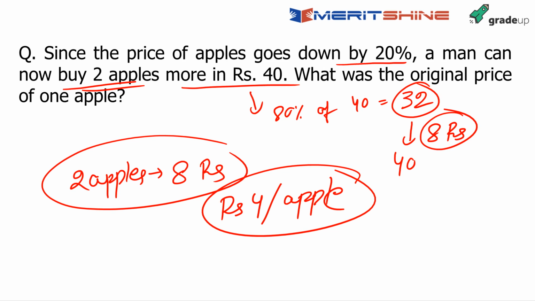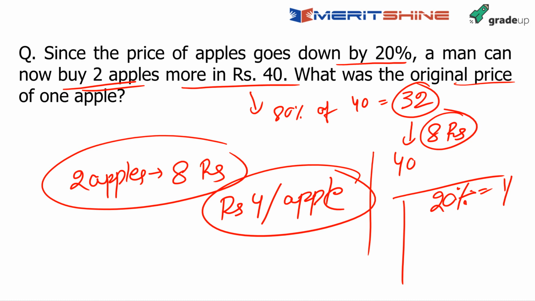If the new price is rupees 4 per apple, I have not made any equations or anything. I need to tell them what was the original price of 1 apple. Now the price has gone down by 20%. Again, look at proportions. If something goes down by 20%, again just remember this, 20% is 1 by 5. If something goes down by 20%, it means that it becomes 4 by 5 of itself. Why? Because 1 unit is reduced from every 5 units.